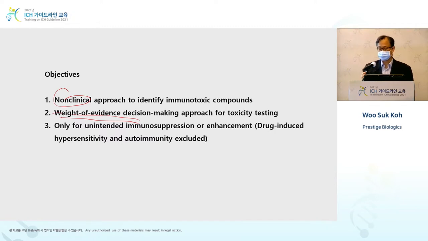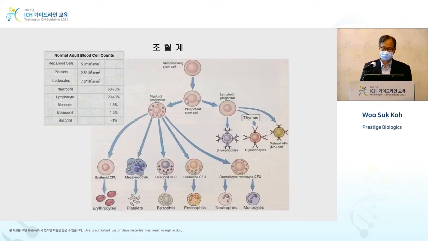There are five categories in immunotoxicity. In a narrow definition, there are two: unintended immunosuppression or enhancement are included in this guideline. Drug-induced hypersensitivity and autoimmunity are excluded. Immunogenicity in the old guideline was included, but not in this one. So basically, immunosuppression and immunoenhancement, although of course there are only a small number of cases, there are drugs with certain objectives such as anti-cancer products.